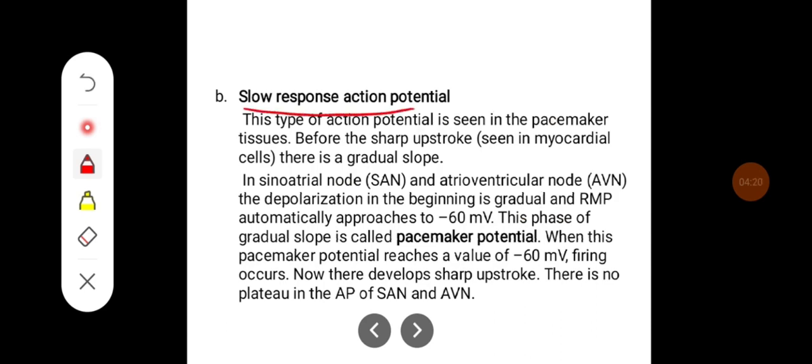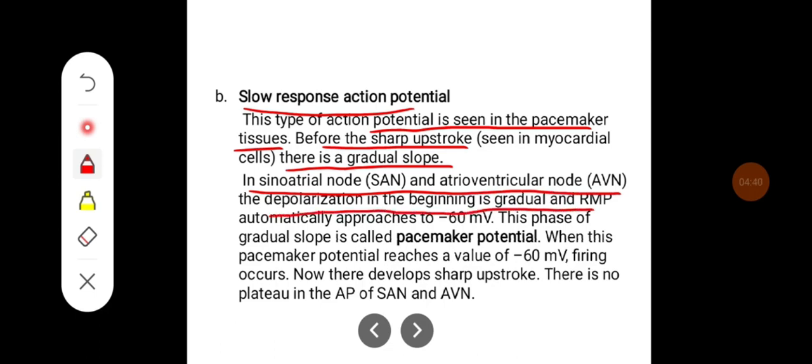Another action potential is slow response action potential. This type of action potential is seen in the pacemaker tissues. Before the sharp upstroke, which is seen in myocardial cells, there is a gradual slope here. In sinoatrial node and AV node, the depolarization in the beginning is gradual and RMP automatically approaches minus 60 millivolts. This phase of gradual slope is called pacemaker potential. When this pacemaker potential reaches the value of minus 60 millivolts, firing occurs.